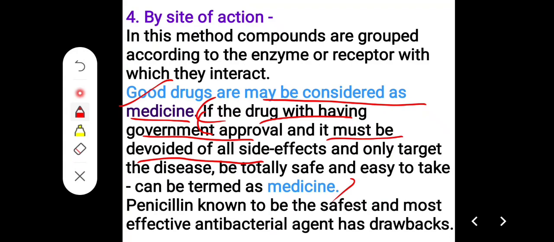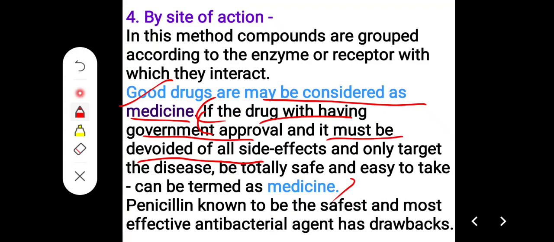By site of action means the drugs which are taken must definitely interact with some site or part of the body. Maybe they interact with an enzyme, maybe with a receptor, and that depends on it. So according to the enzyme or receptor to which they bind, we can justify the nomenclature by site of action. Okay.